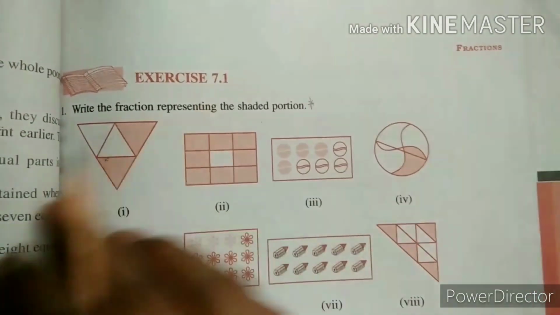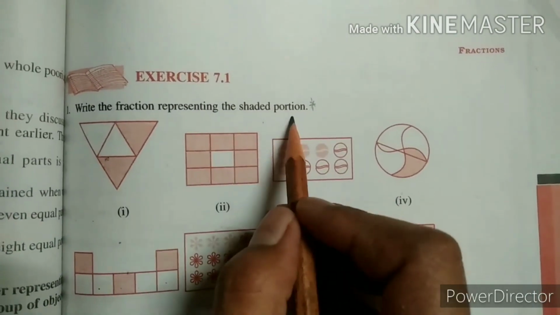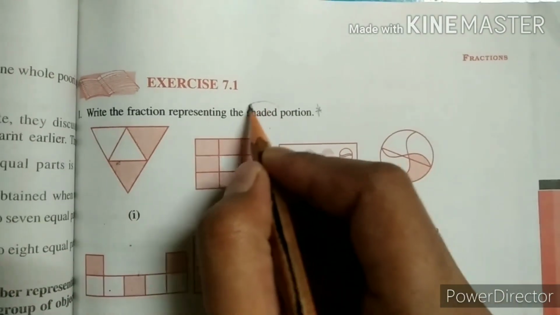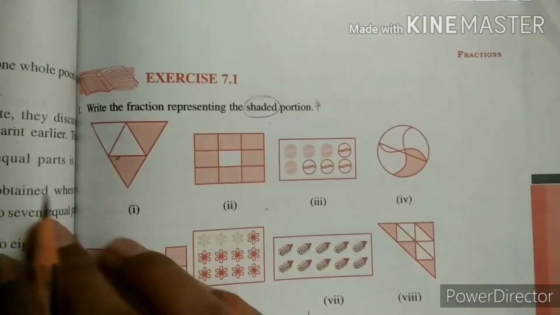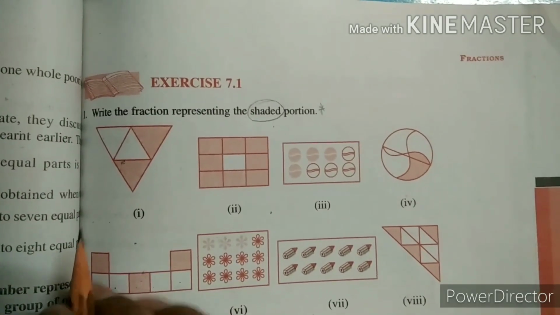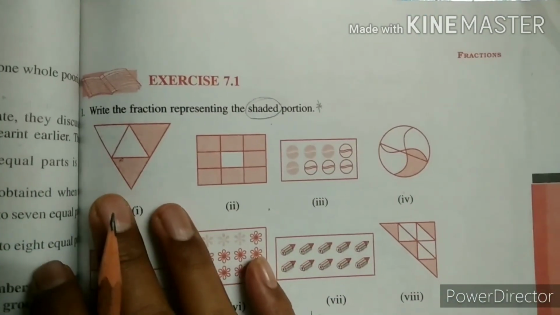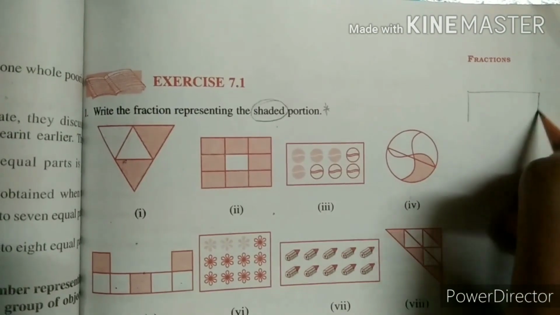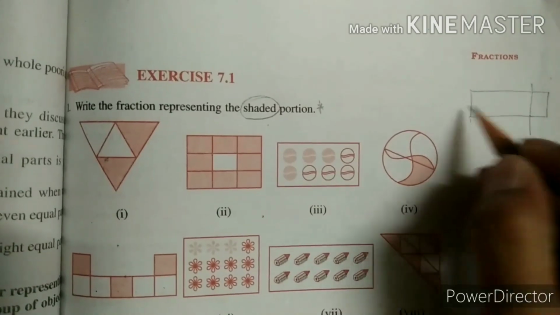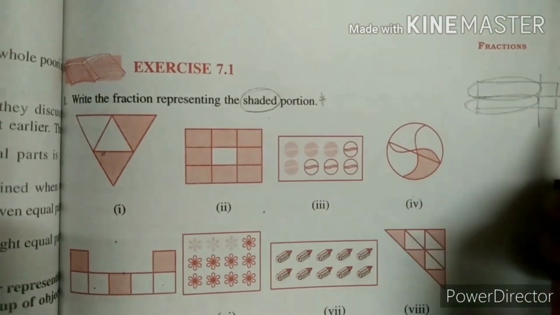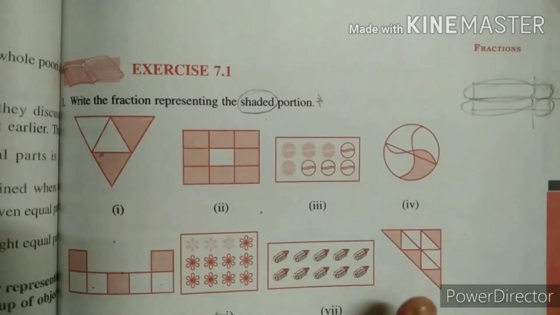So here is exercise 7.1. Its first question is, write the fraction representing the shaded portion. So we have to write only the shaded portion fraction. And one more thing, when the figure is divided, we have to see whether it is divided into equal parts or not. It means when we have a rectangle, its equal parts are necessary. We can't take this or this because these two are different and these two are different. We always take the same equal parts.